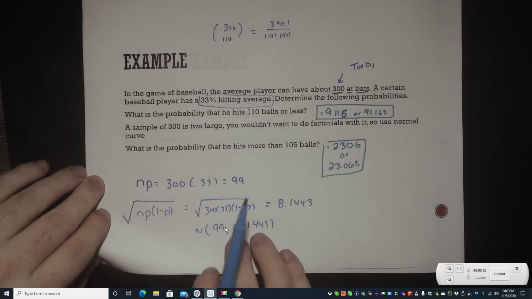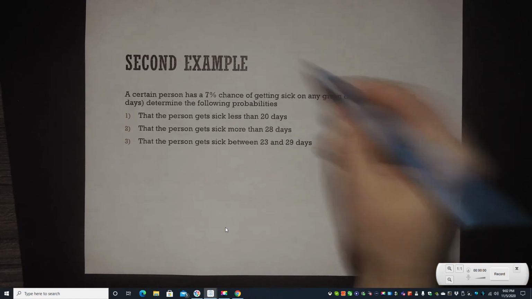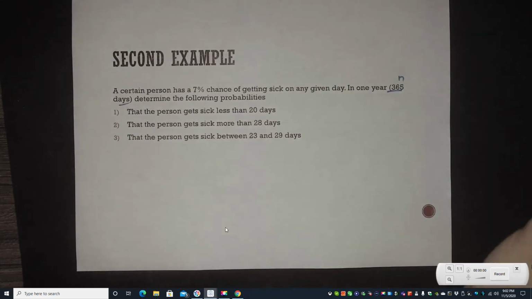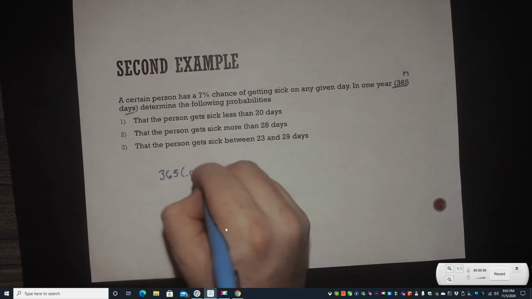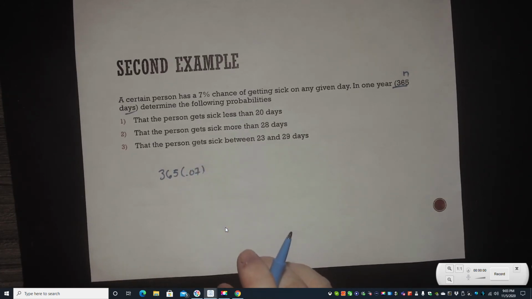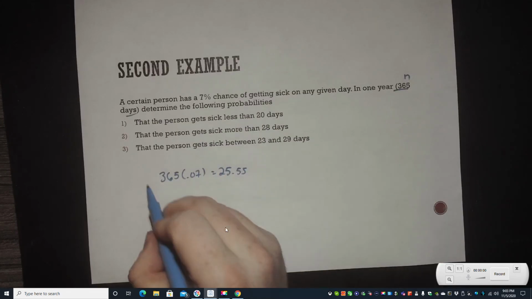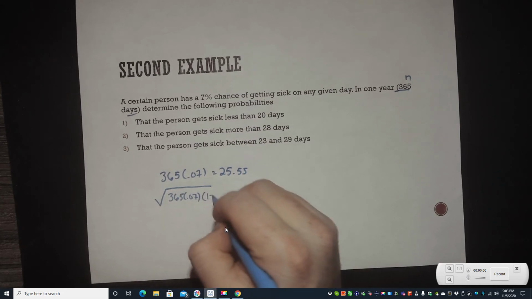Once again, another example. I told you this one would be pretty short; it's pretty straightforward and fast. We have 365 days as our n. The question says a certain person has a 7% chance of getting sick on any given day. In one year, 365 days, determine the following probabilities. Again, 365 is too big, so I do 365 times 0.07, and that gives me 25.55. Then I want the square root of 365 times 0.07 times 1 minus 0.07.